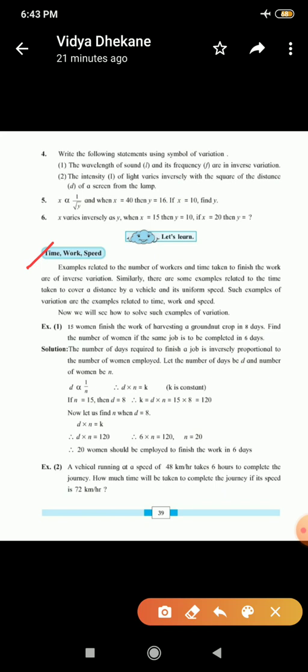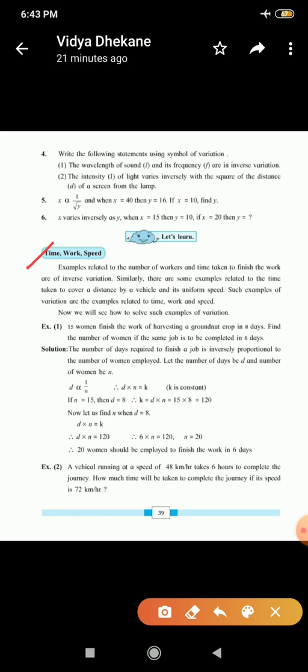Therefore, D into N is equal to K, where K is a constant. If N is equal to 15, then D is equal to 8. Therefore, K is equal to D into N, that is equal to 15 into 8, that is 120.